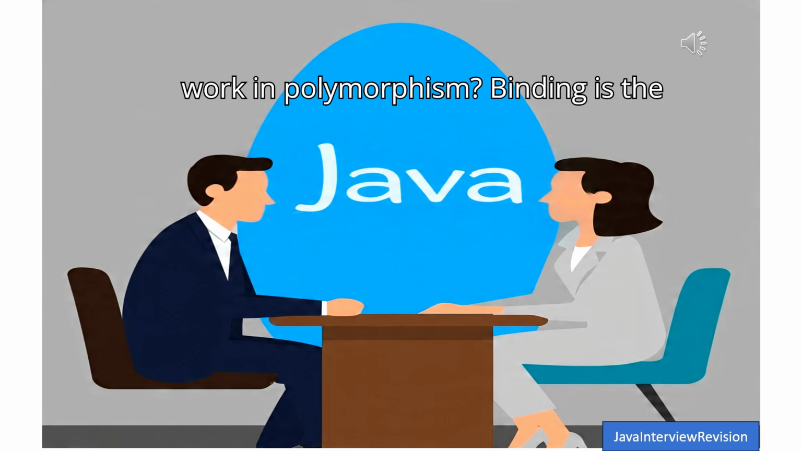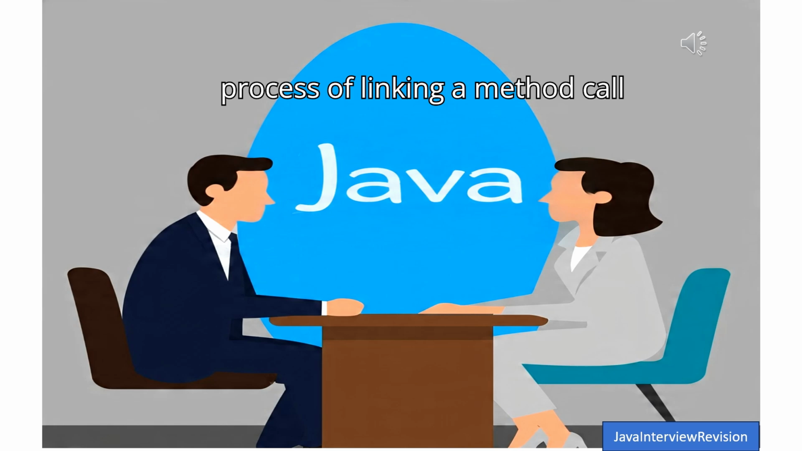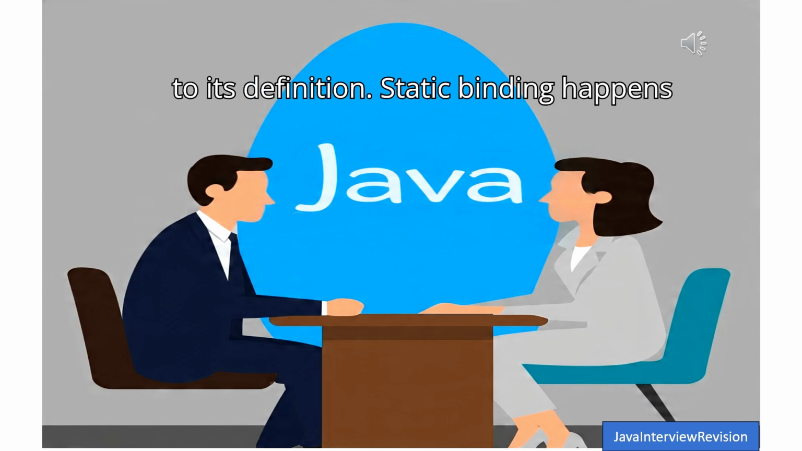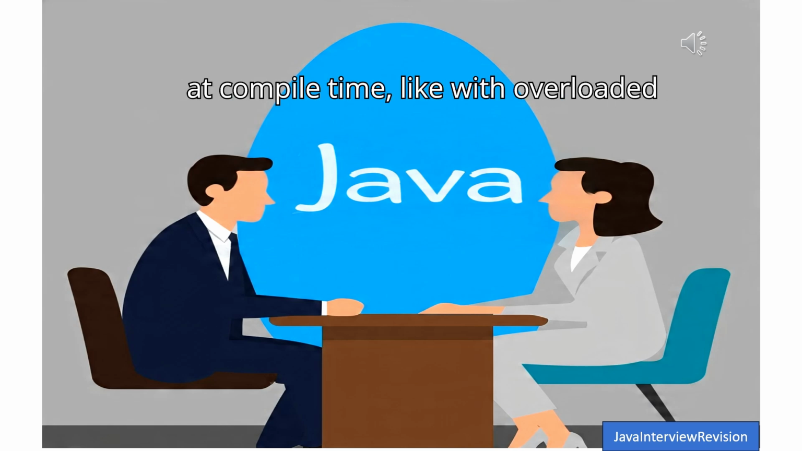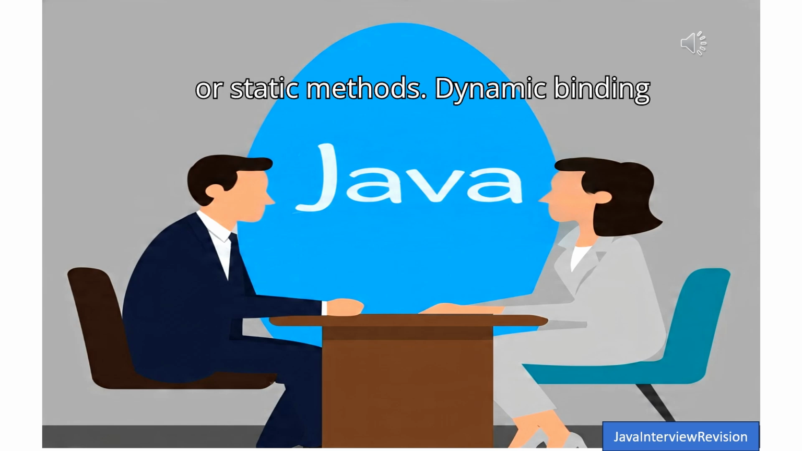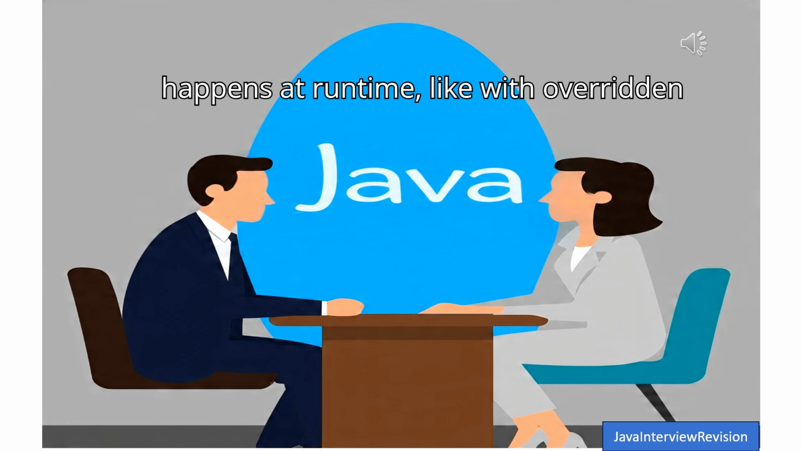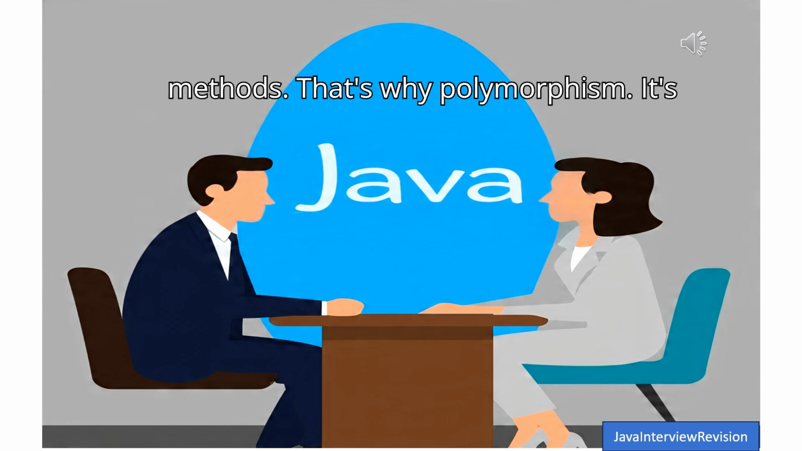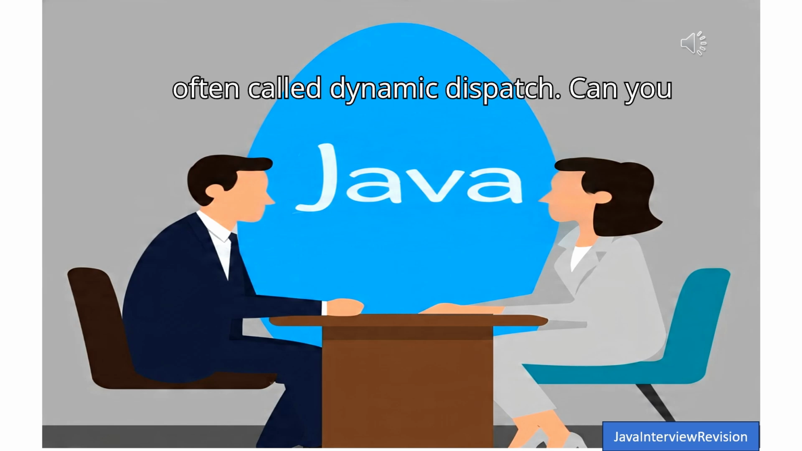How does binding work in polymorphism? Binding is the process of linking a method call to its definition. Static binding happens at compile time, like with overloaded or static methods. Dynamic binding happens at runtime, like with overridden methods. That's why polymorphism is often called dynamic dispatch.